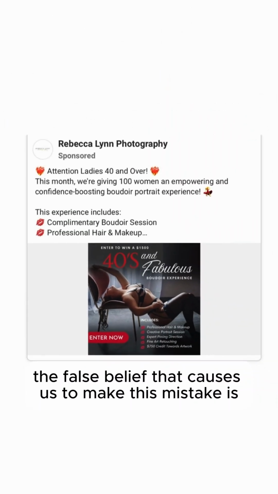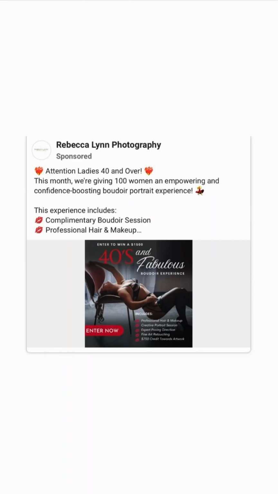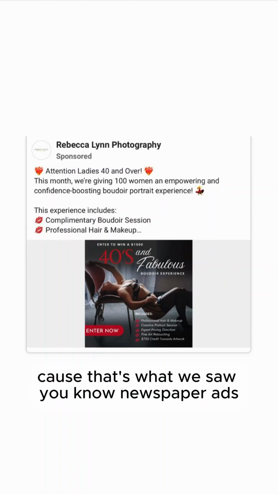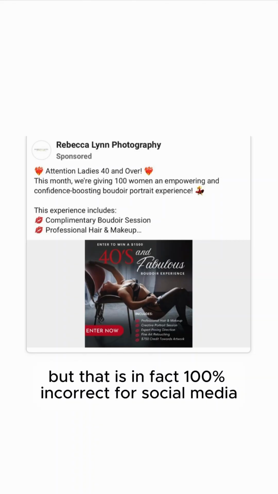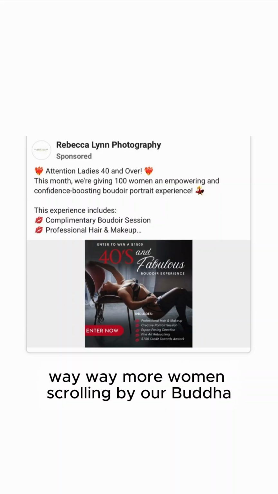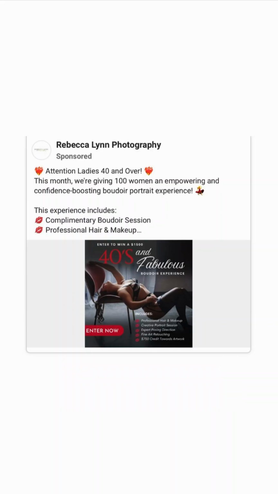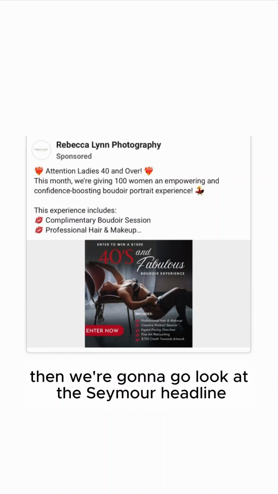The false belief that caused us to make this mistake is we believe the number one way to bring in buyers and the best way to run ads is to have our ad look like an ad, because that's what we saw. Newspaper ads, magazine ads, TV ads, social media ads, other boudoir ads. But that is in fact 100% incorrect for social media Facebook advertising. Consequence of this, way more women scrolling by our boudoir Facebook ad than necessary, and actually pulling our unique CTR all under 6%.